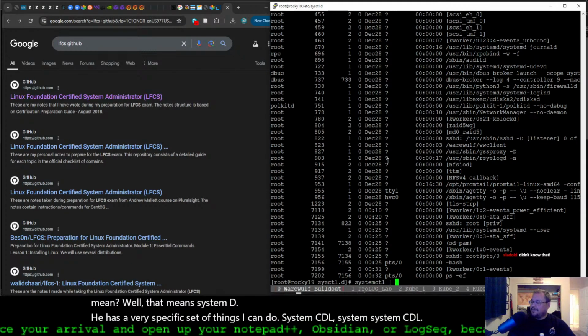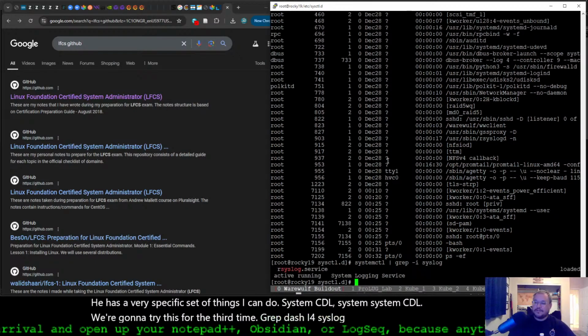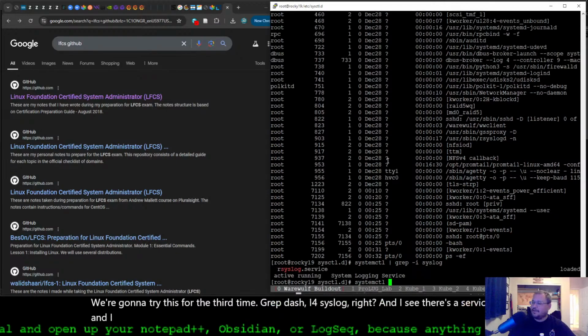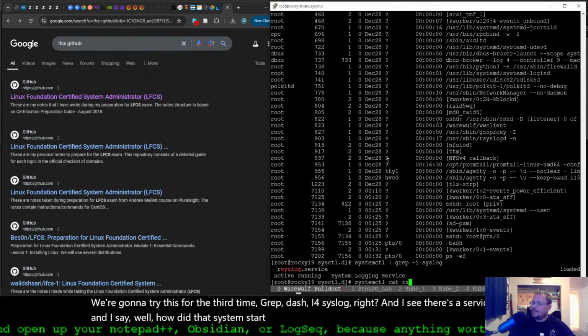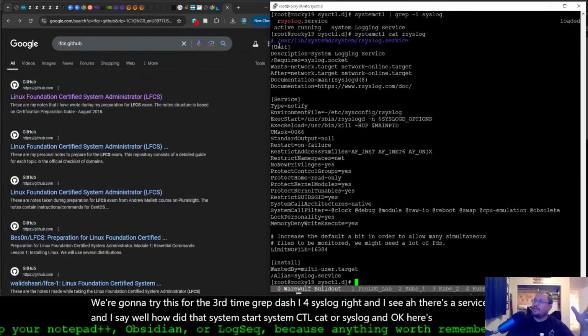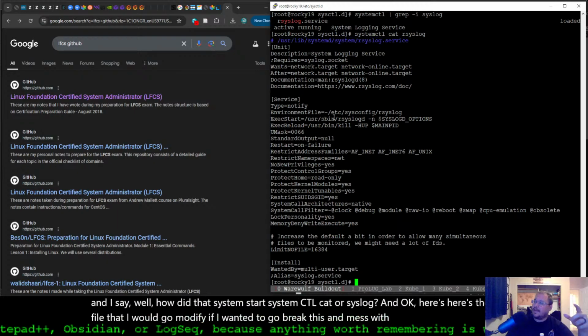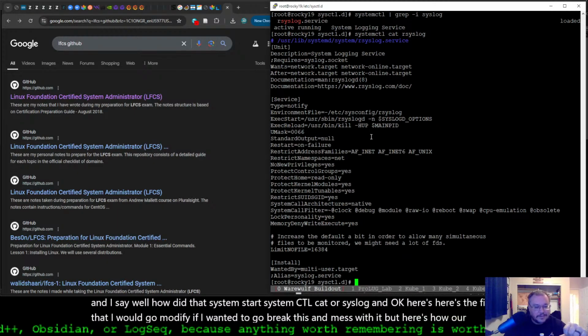We're going to try this for the third time. grep -i for syslog, right? And I see there's a service. And I say, well, how did that service start? systemctl cat rsyslog. And okay, here's the file that I would go modify if I wanted to go break this and mess with it. But here's how rsyslog started on my system.